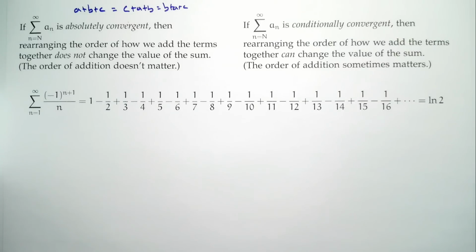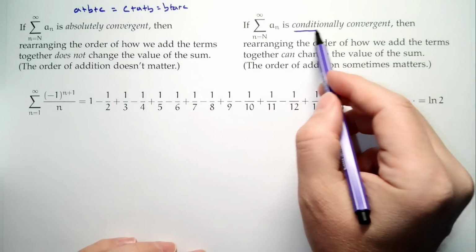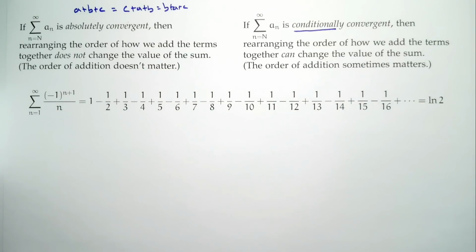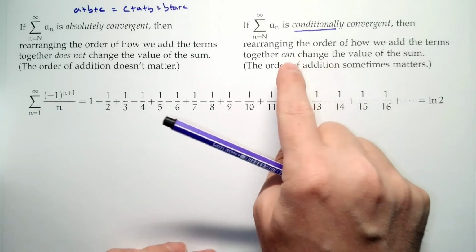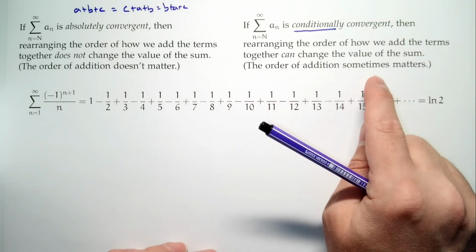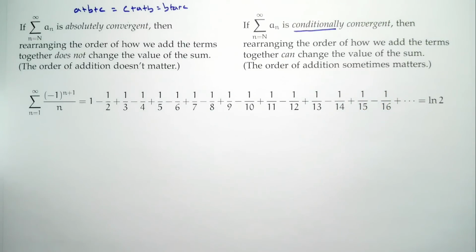Now here's the weird thing. This should make you say, like, what? If it's conditionally convergent, so remember, that's the thing that says you need the negative signs, then rearranging the order of how we add the terms together can change the value of the sum. In other words, it matters what order you add. So you can get things to add up to any number you want, actually. It's this weird phenomenon.